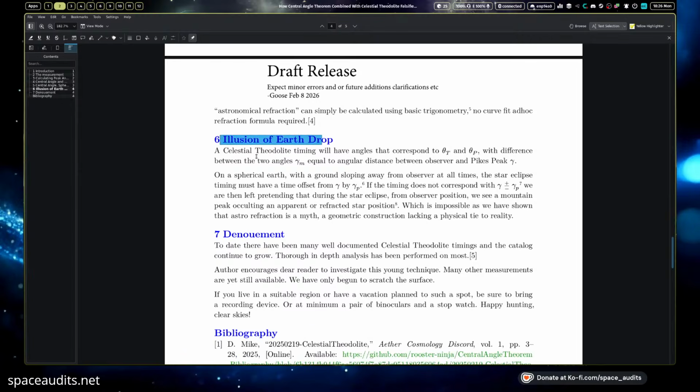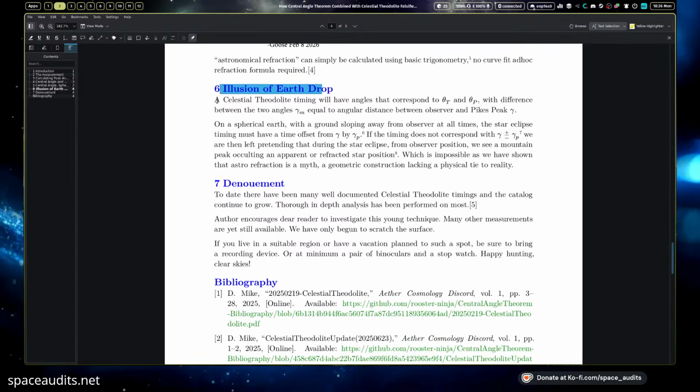6. The illusion of globe drop. A celestial theodolite timing will have angles that correspond to theta t and theta p, with the difference between the angles of gamma m, which is just that half central angle, equal to the angular distance between Pike's Peak and the observer, noted by gamma. On a spherical Earth with the ground sloping away from the observer at all times, the star eclipse timing must have an offset from the full central angle, gamma, by gamma p, which is half the central angle, essentially.